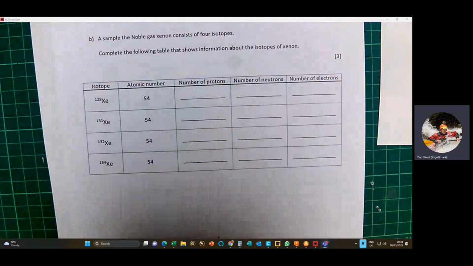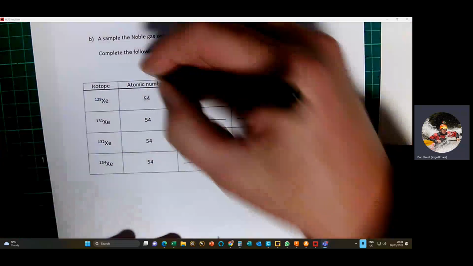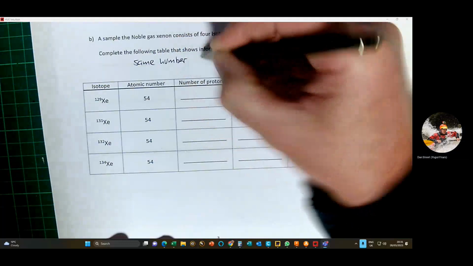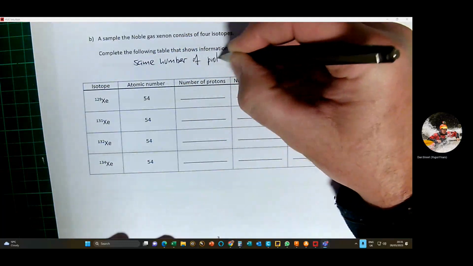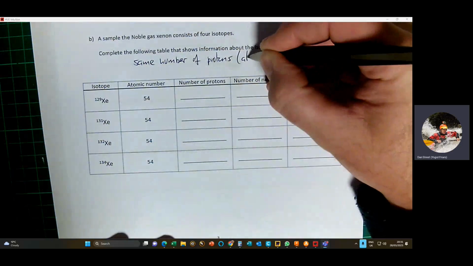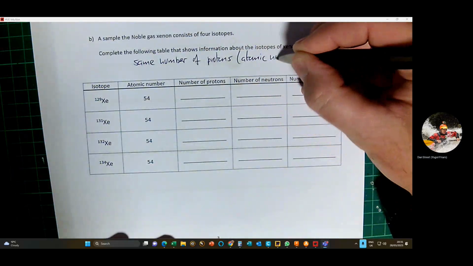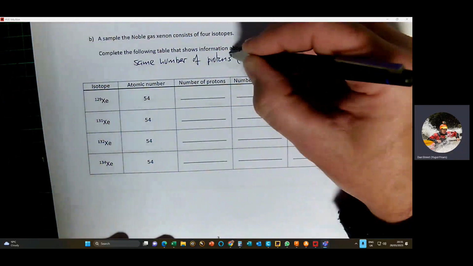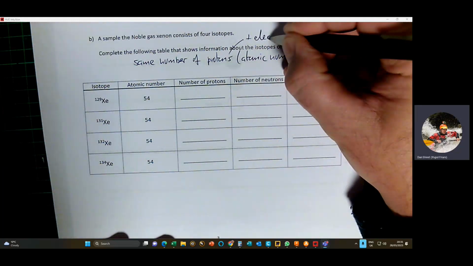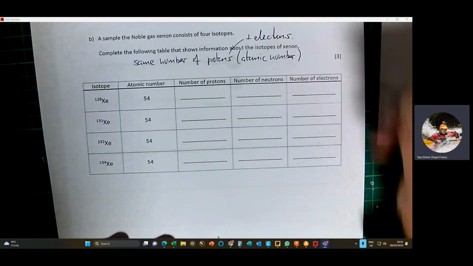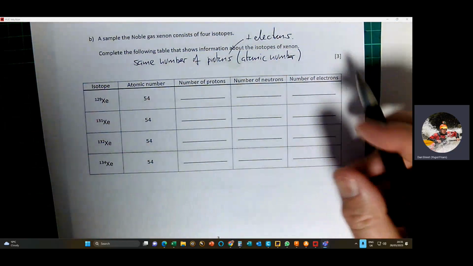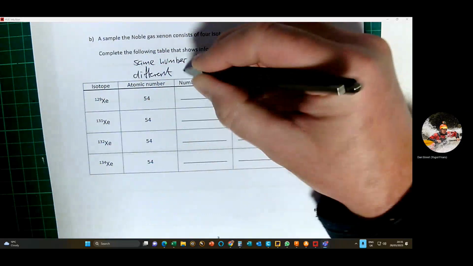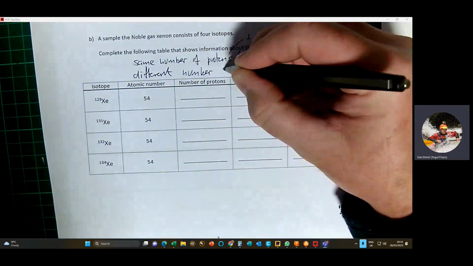Okay, this question here deals with isotopes. Isotopes have the same number of protons. And we know the protons from the atomic number. And incidentally, because they are atoms, it's also the same number of electrons. Okay, so protons and electrons are the same in atoms, not in ions, but they are in atoms. But they have a different number of neutrons.